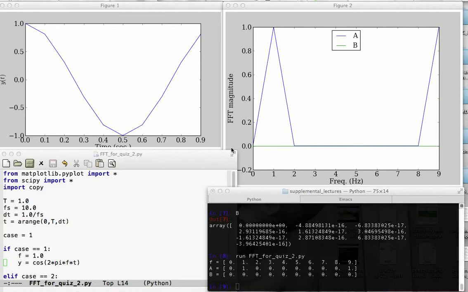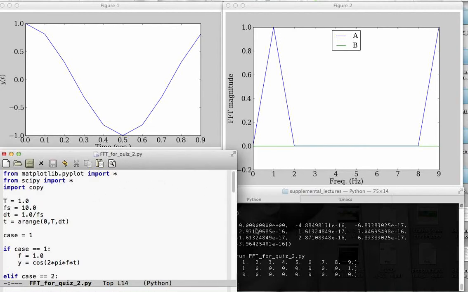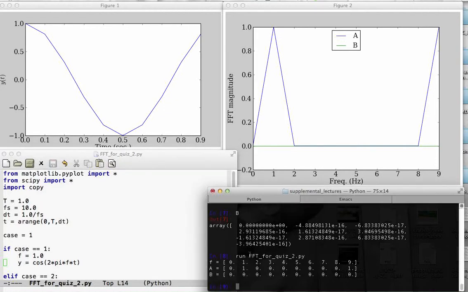What I want to talk about is one really good way to start making sure you understand what we're learning about the FFT and also preparing yourself for quiz 2, coming up a week from today, Monday, September 22nd. And so the thing that I want to show you is I'm going to post this Python file. It's going to be called FFT for quiz2.py.